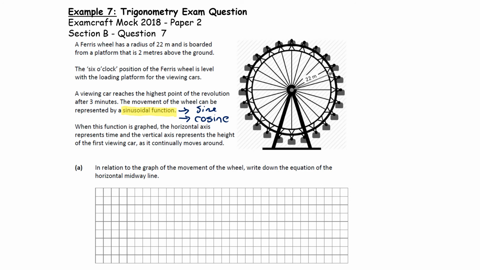We are asked in part A, in relation to the graph of the movement, to write down the equation of the midway line. So just to have an understanding here of our height: it starts here and it told us that this is 2 meters above the ground. Its center point here is then where it's turning from. This is 22 meters and then this is 22 meters, because that just represents the radius. So there's my maximum and there's my minimum.